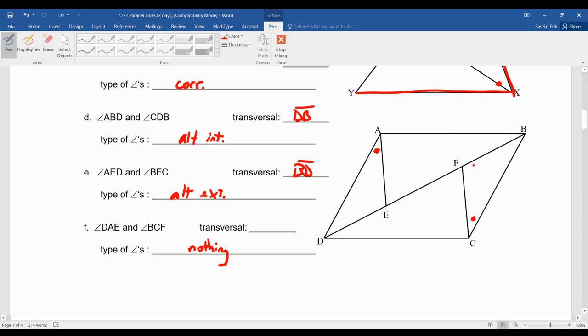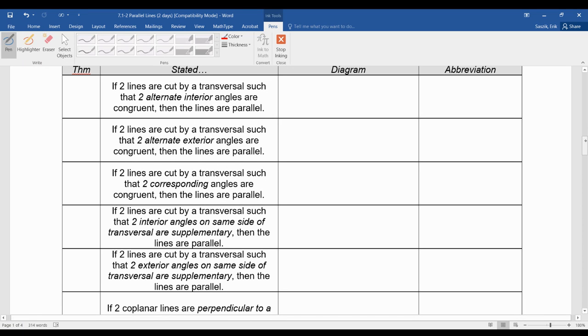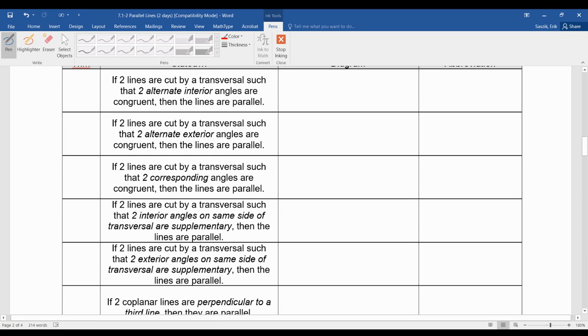These would be alternate exterior because you have this transversal. There's no transversal for those. All right. Now, let's start talking about, oof, look at all these new theorems. Lots of stuff here. And don't worry, we're going to shorten a lot of this stuff, okay? And I'm going to prove one of them. I'm not going to prove them all.